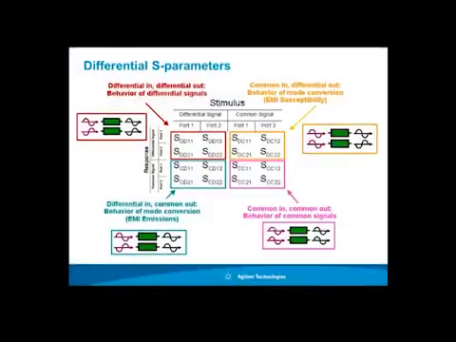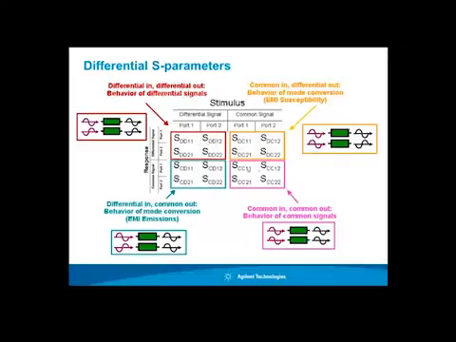Now, if you're only going to remember one slide in this whole presentation, I would say this is the one. Differential S parameters are what we use to characterize and obtain compliance information for differential channels. And so here, for a 4-port differential measurement, we have 4 quadrants: quadrants 1, 2, 3, and 4. And quadrant 1 is probably the most common because it's differential stimulus, differential response, and this is how the device is used in the real world.